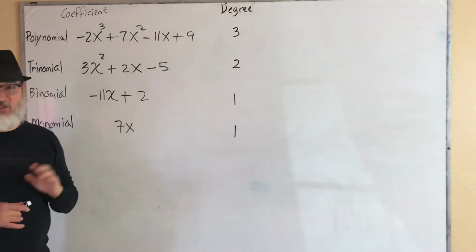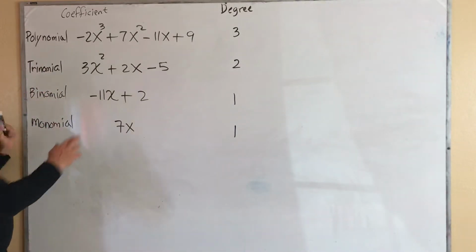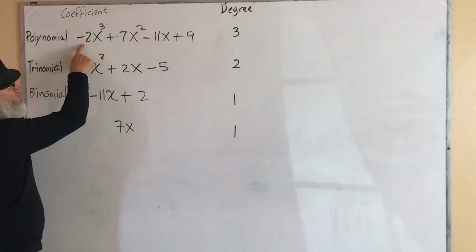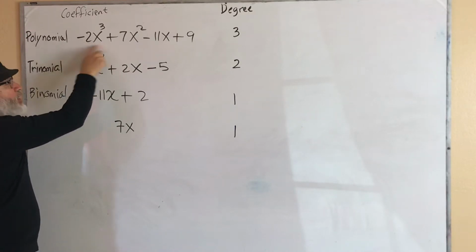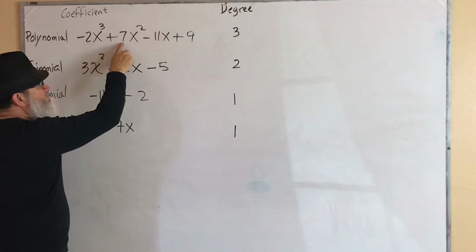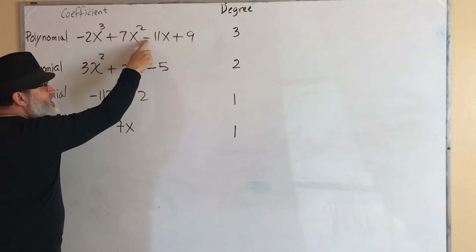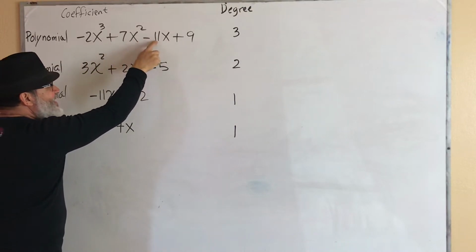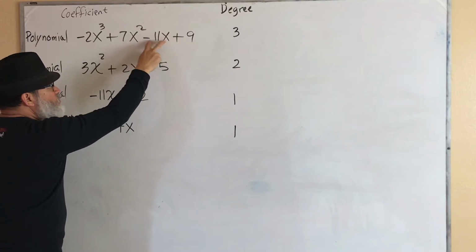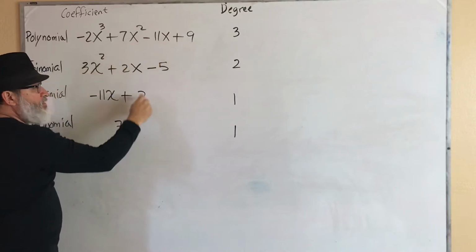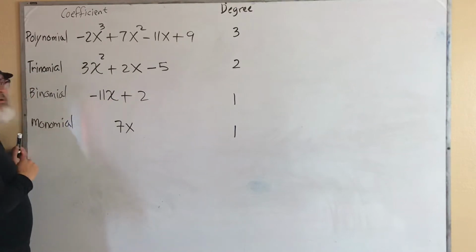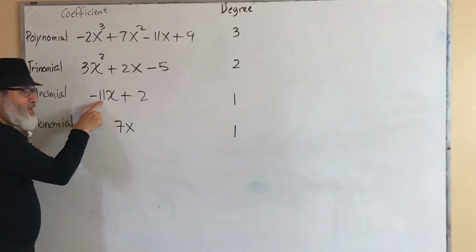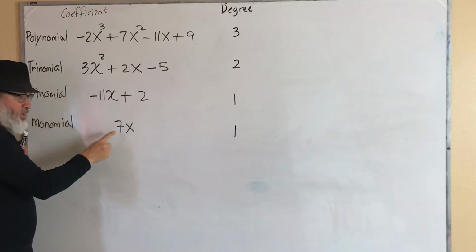Those are the coefficients. By the way, this -2 belongs to this term. They go together. 7 belongs to this term. This -11 belongs to this term. This -11 is called the coefficient. This is the coefficient for this monomial.